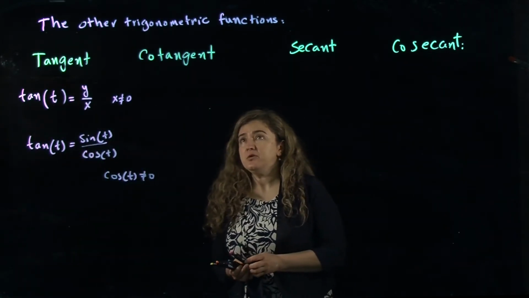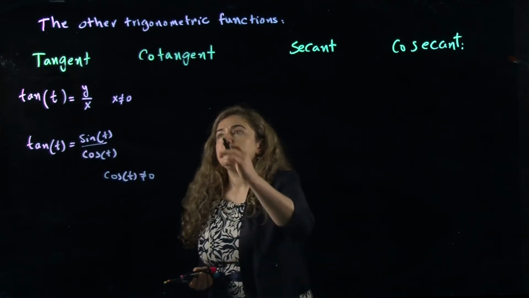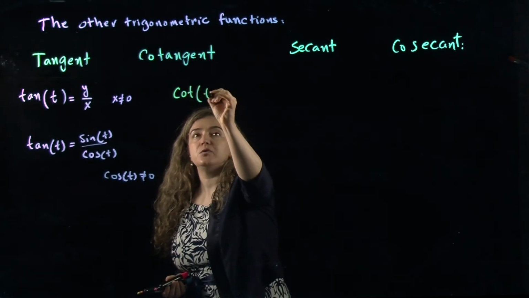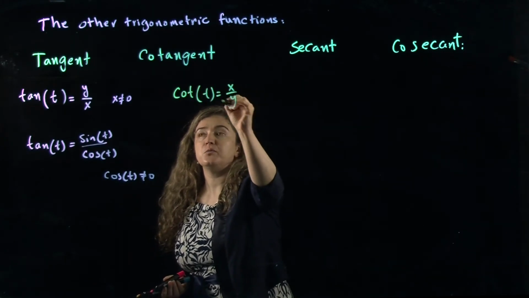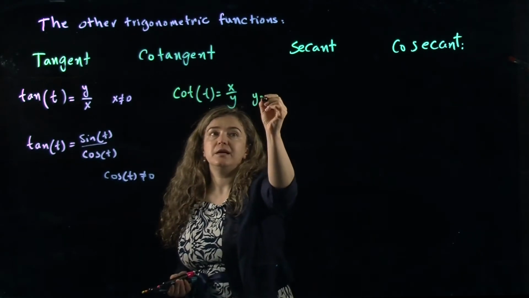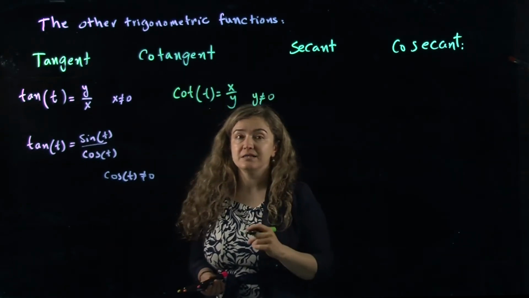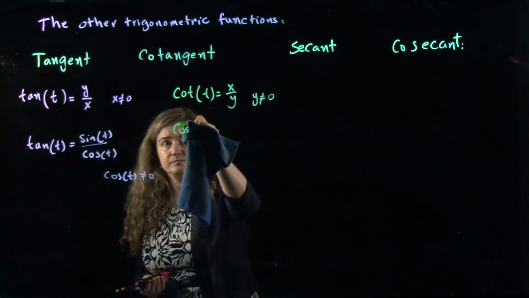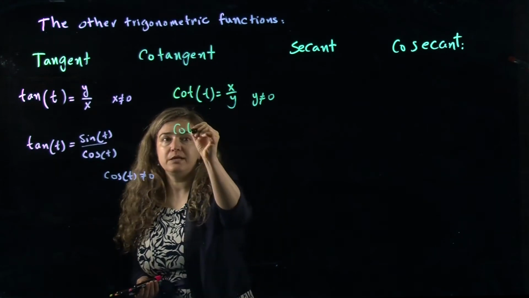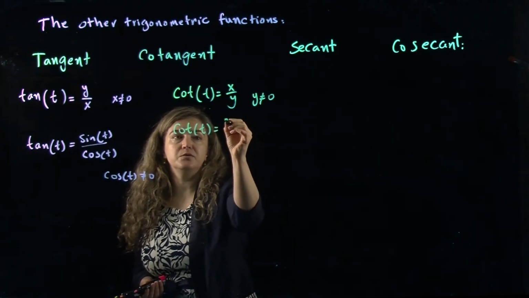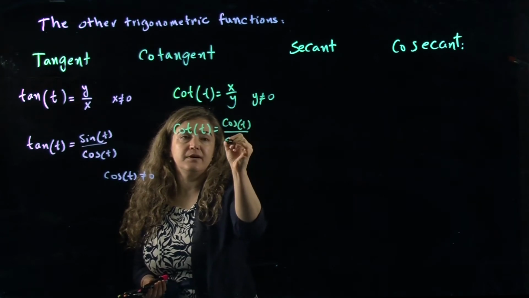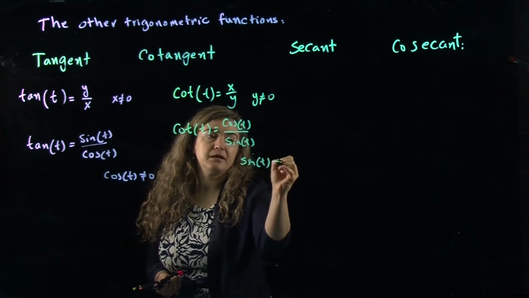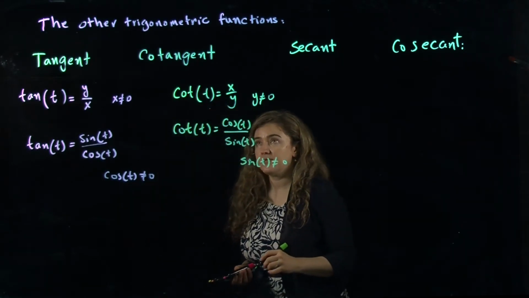What about cotangent of t? Cotangent, we show it with COT. Cotangent of t is x over y. That's the reciprocal of that one, and it is defined when y is not 0. Therefore, I can show it as cotangent of t is equal to cosine of t divided by sine of t. This is defined when sine of t is not equal to 0.